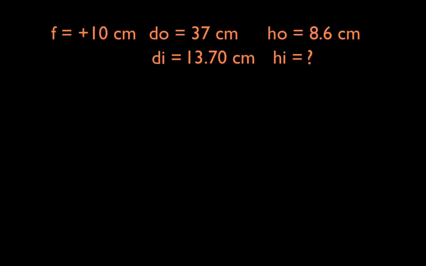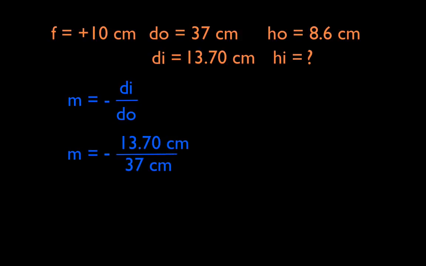Let's go on and calculate the height. In order to calculate the height, we have to get the magnification. The magnification is equal to negative DI over DO. Once again, I'm just going to plug my numbers in. The DI was 13.7, the DO was 37, which was given. I have my negative sign here. Don't lose your negative sign. And I get that the magnification is minus 0.37.